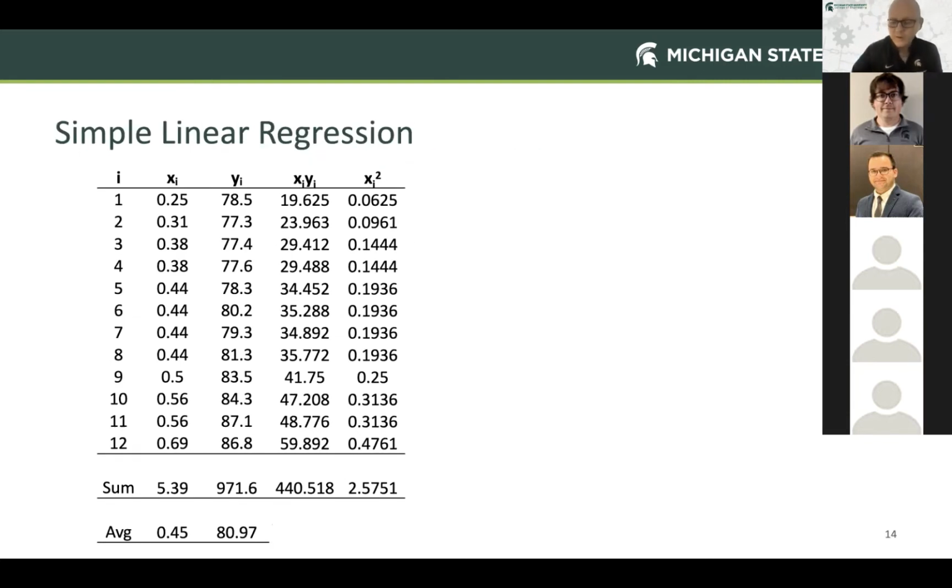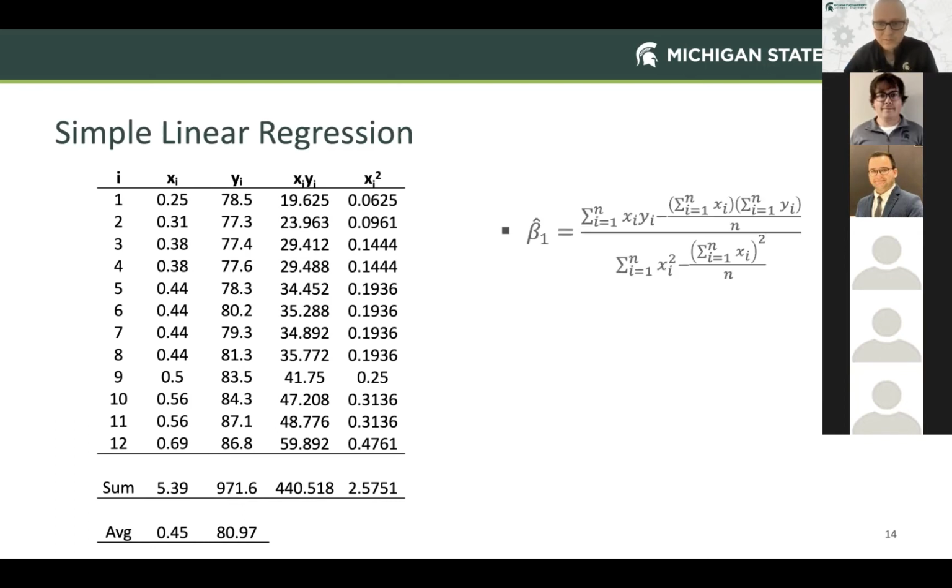Now, from this point, it's a matter of us working through those least squares normal equations. Again, we're given that our slope term is equal to the sum of the xi, yi column, which we've calculated down here, 440.518. We're then subtracting off the product of the sums for x and y respectively, 5.39 and 971.6. Again, our sample size here is 12.